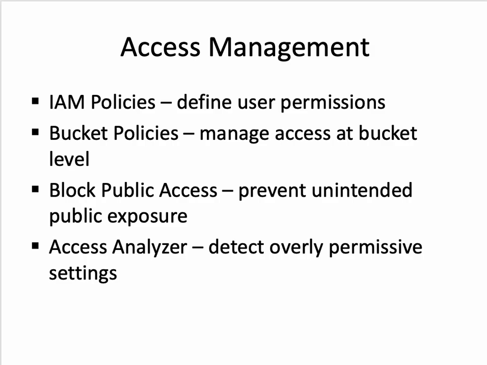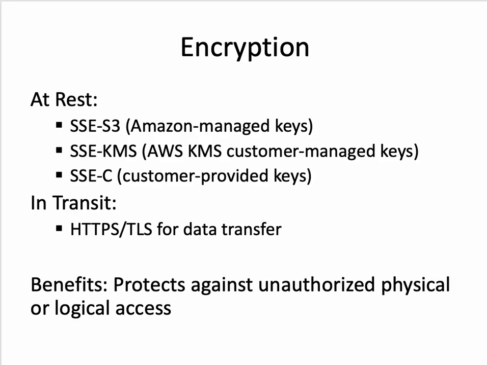Access control is the first line of defense. Using IAM policies and bucket policies, we can decide who gets access and at what level. The golden rule here is the principle of least privilege: only grant what's necessary. We also have the Block Public Access feature, which is a lifesaver against accidental exposure, and with Access Analyzer, AWS will even warn us if something looks too open.